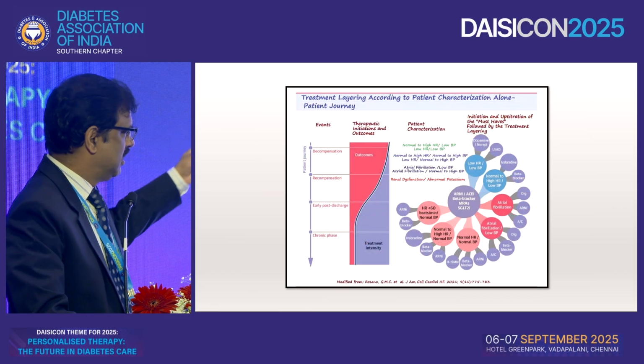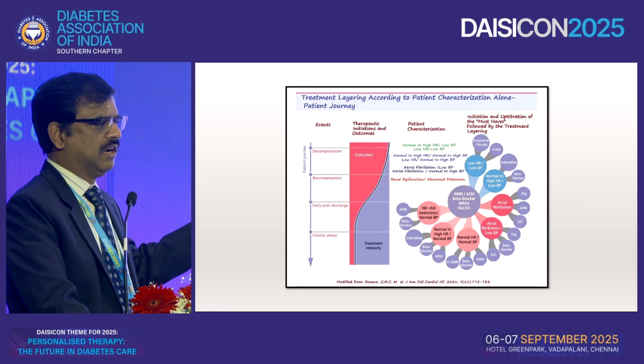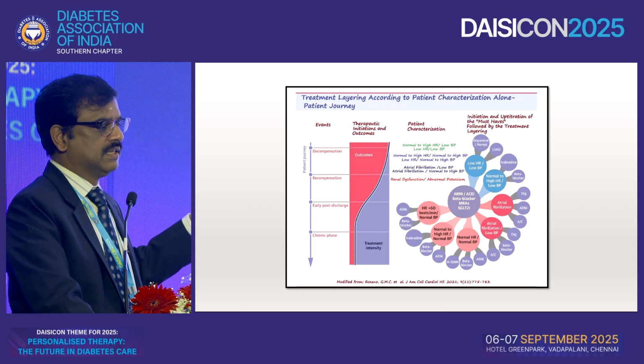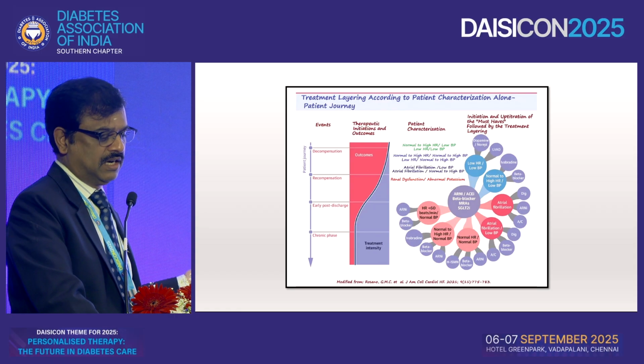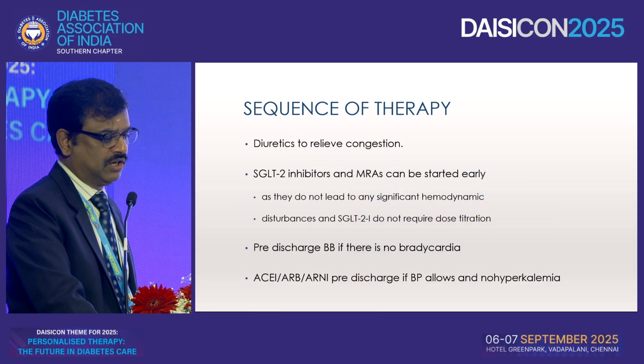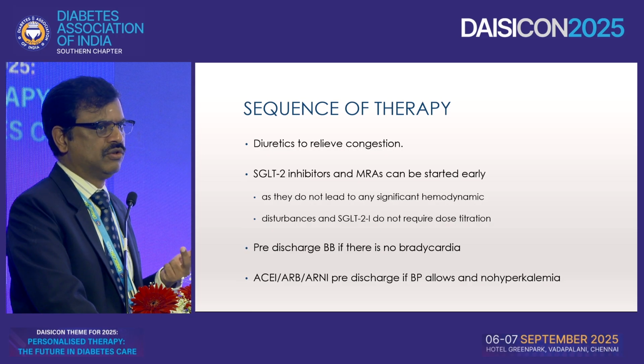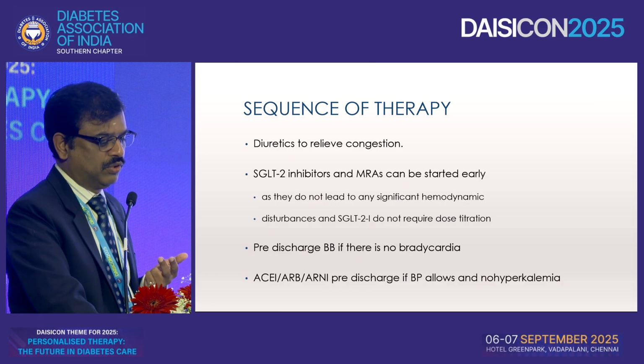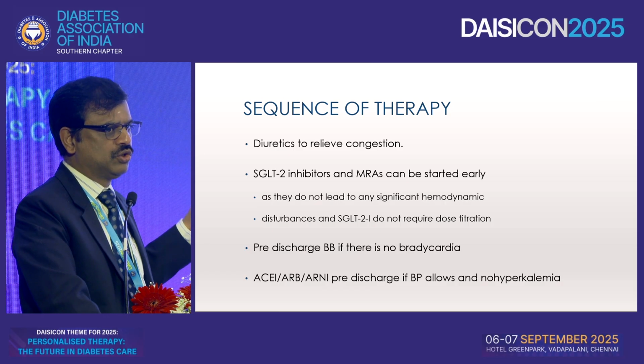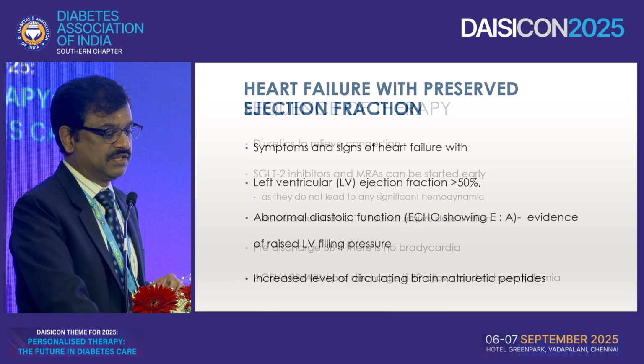So these are the drugs to use when AF is there, when CKD is there, and when the heart rate is very low. So for sequencing of therapy, if there is congestion, put a diuretic. Our first line is SGLT inhibitors, and if there is no hypervolemia, put the patient on a beta blocker. All the drugs should be on board before the patient is discharged.